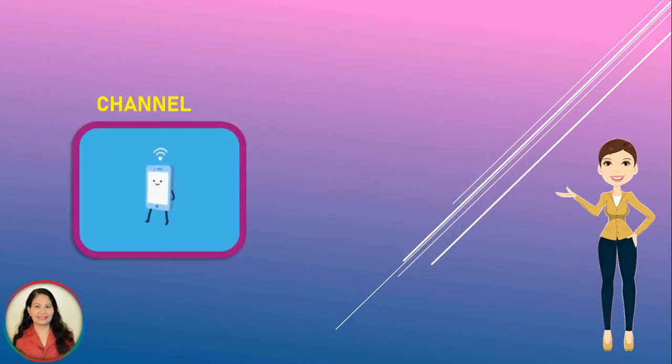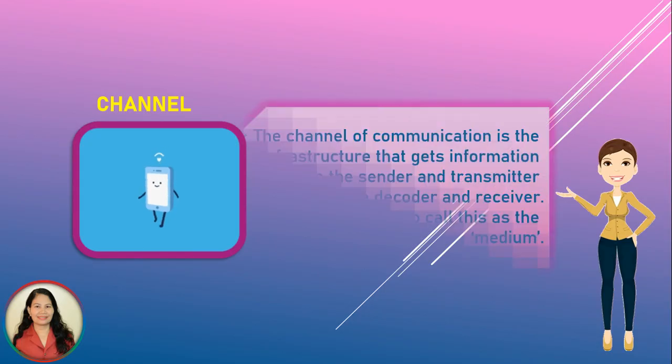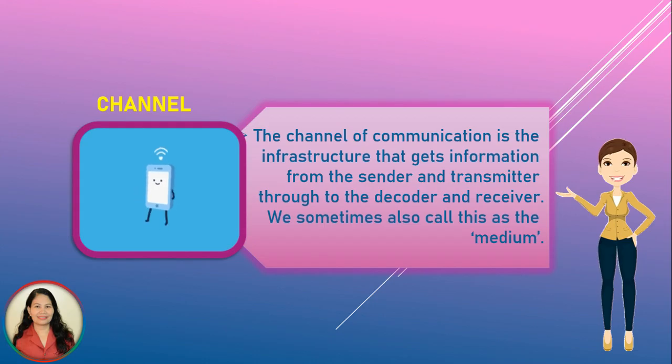The next concept is the channel. The channel of communication is the infrastructure that gets information from the sender and transmitter through the decoder and receiver. We also call this the medium. Example: a person sending an email is using the World Wide Web, the internet, as a medium. A person talking on a landline phone is using cables and electrical wires as their channel.